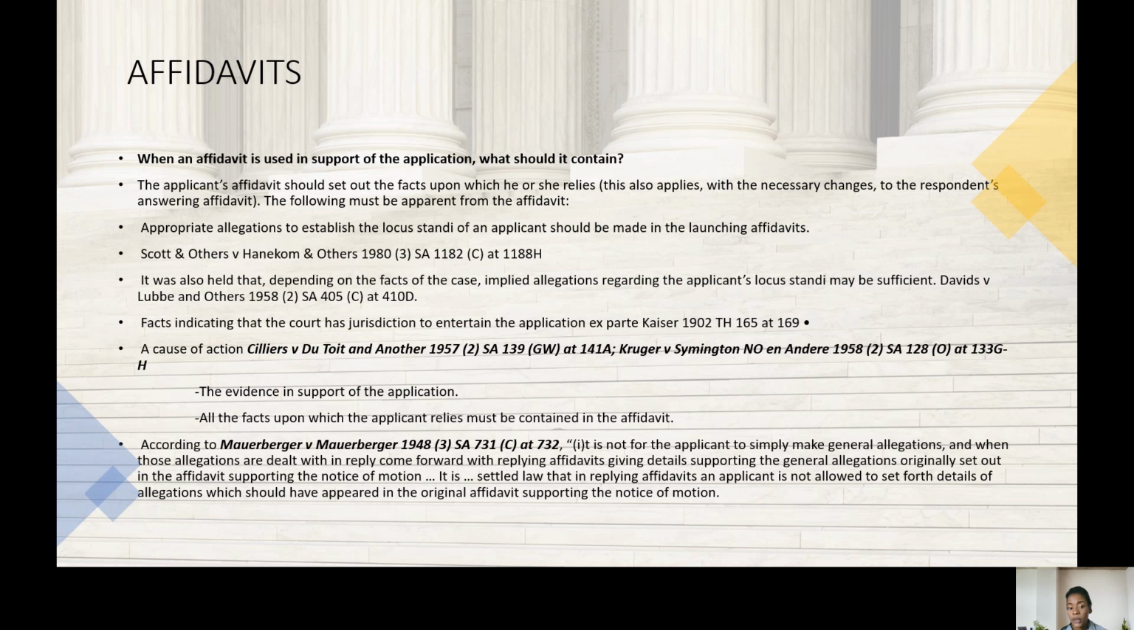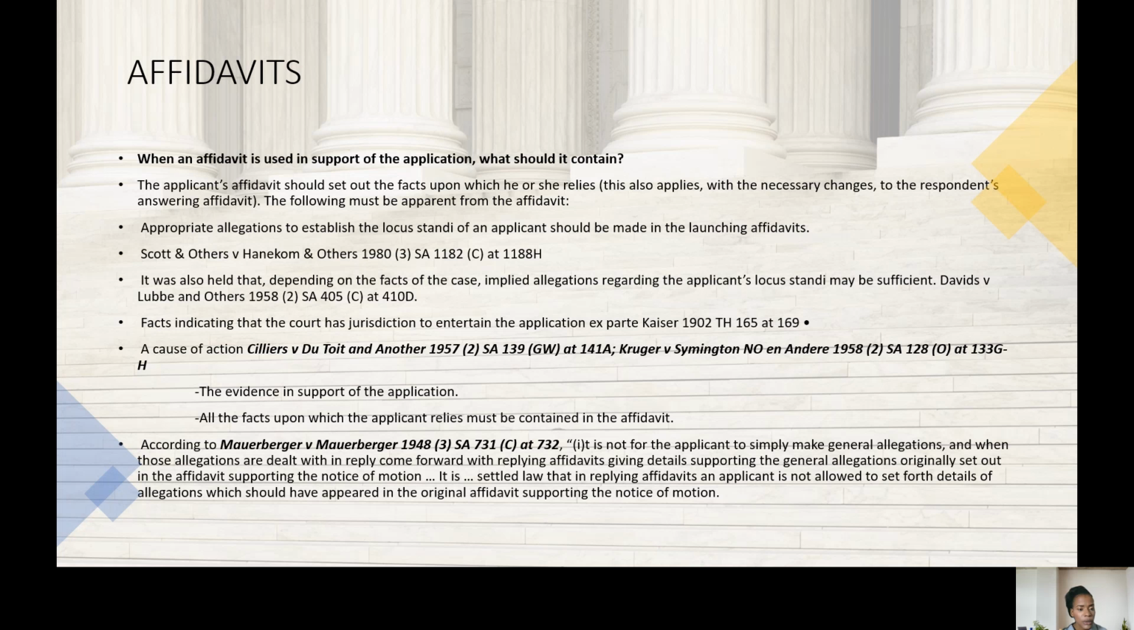Appropriate allegations to establish the locus standi of an applicant should be made in the launching affidavit. In the case of Scott and others versus Haneko, it was held that, depending on the facts of the case, implied allegations regarding the applicant's locus standi may be sufficient. And this is also in the case of David versus Lube and others. Facts indicating that the court has jurisdiction to entertain the application ex parte.